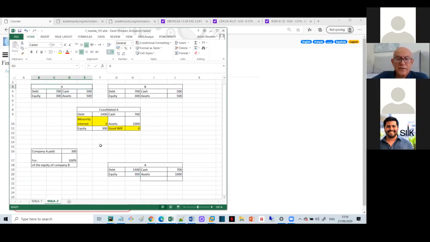Makes sense. The only thing in preparing the consolidated financial statement is that whatever we invested in company B, we represent it as if we took all the assets in company B and all the liabilities and put them in instead of the 300. So I erase the 300 and I put in the 500 cash, the 500 assets, and the liabilities of company B. I'm done. This one is exactly what we have here.